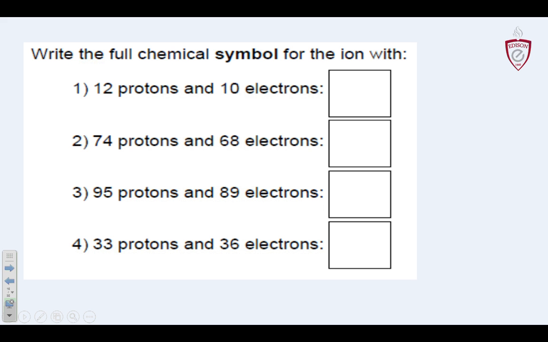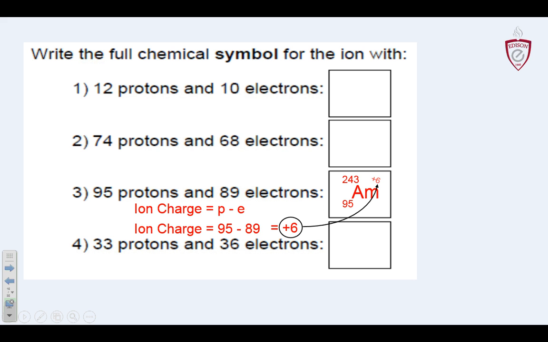I found my atomic symbol is, let's see, Am for americium. And so I found that it's got 95 protons, a total mass of 243. I do my equation for the ion charge, protons minus electrons. 95 protons from the problem minus the 89 electrons from the problem gives me a charge of positive 6. So there are 6 more protons than electrons. So we put that up in the top right corner for americium.